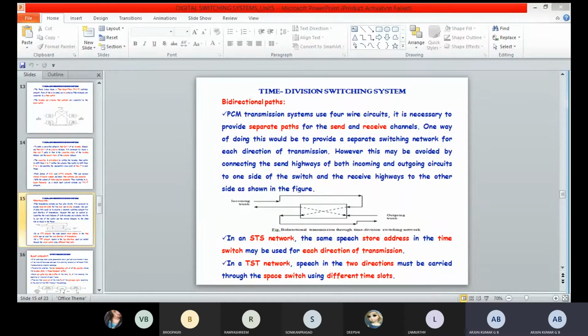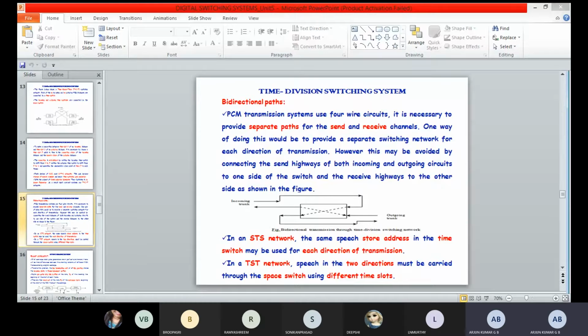There is a bidirectional path. By using this, we can use it as bidirectional. Bidirectional means we can receive and transmit the information in the same channel, in the same path.